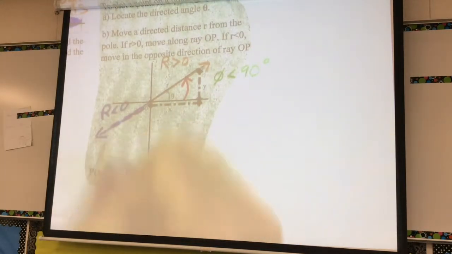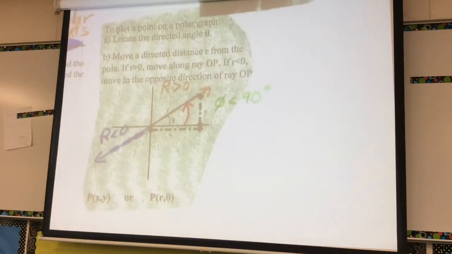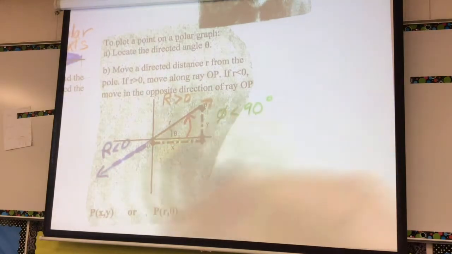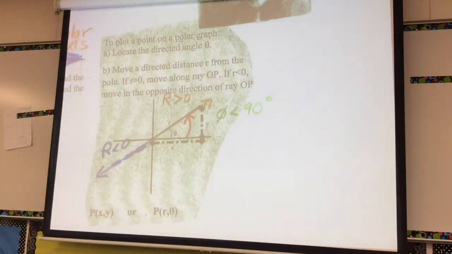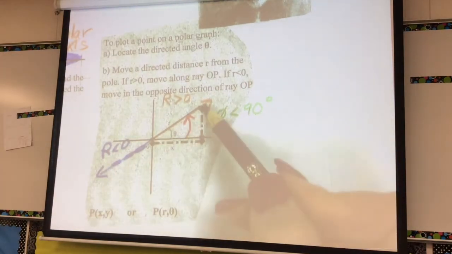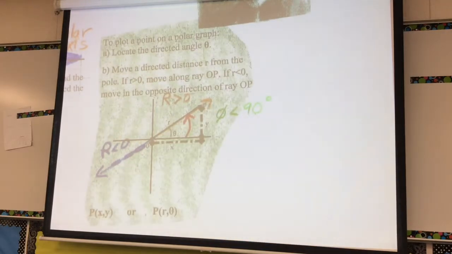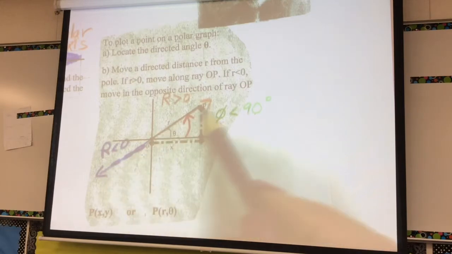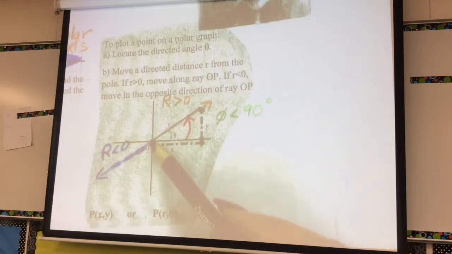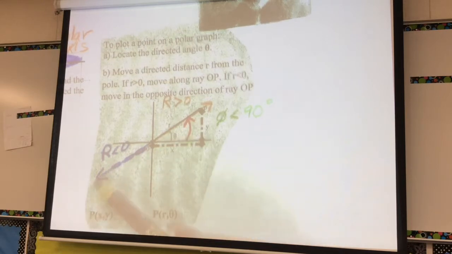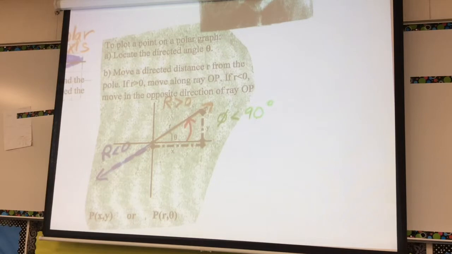So let's review what we just said. If R is positive, you walk towards the angle. This happens to be a quadrant 1 angle, so I'm going to walk towards something in quadrant 1. If R is negative, I'm going to stay on that same line, but I'm going to walk away from quadrant 1, which means I'd be walking into quadrant 3. So still, I would suspect this is a little confusing.